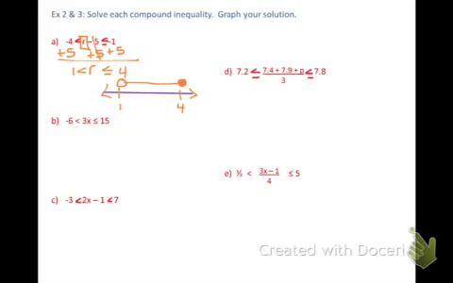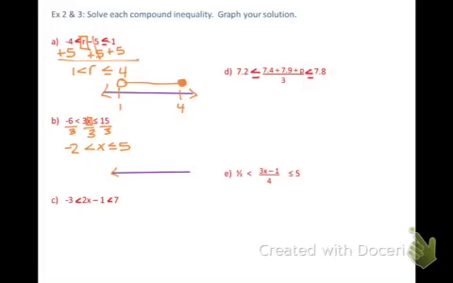Alright, B. I'm trying to get x by itself. So we have to ask ourselves, what is 3 doing to x? It's multiplying, so that means we have to divide all 3 areas. So it's going to be negative 2 is less than x, less than or equal to 5. Now we have our inequality.